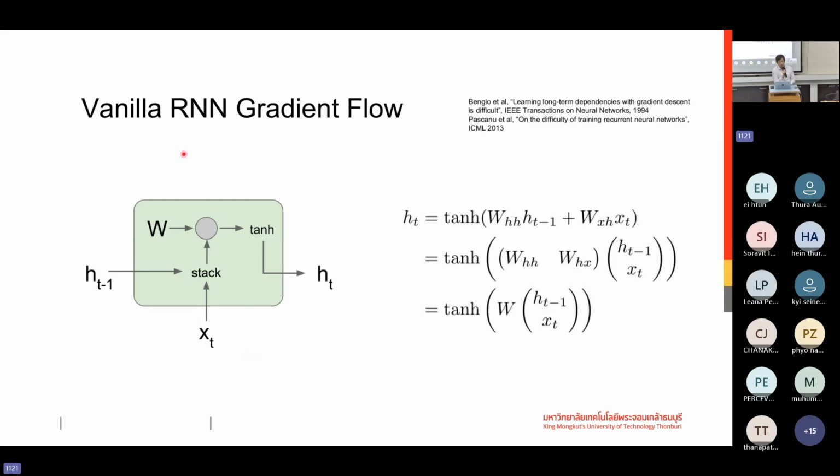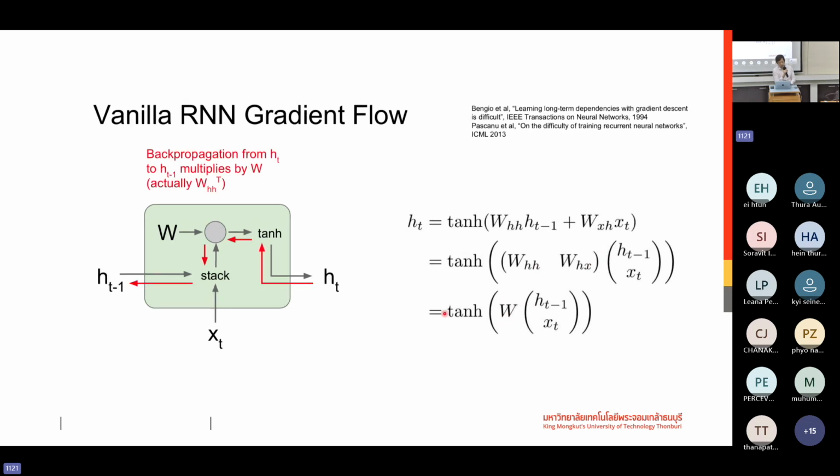This is the gradient flow for vanilla RNN. You have h_t and x_t stacked together, multiplied by W, and then you have h_t. So the equation representing it would be this, right? Adding them together equals stacking them. Think about that as a dot product of the vector. And combining it, you have just W passing through tanh.